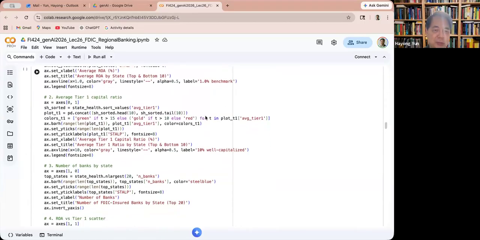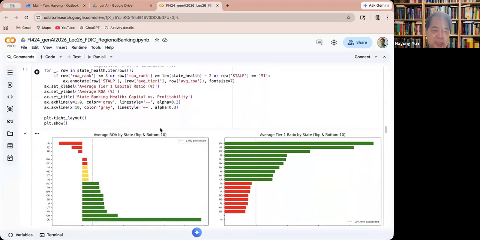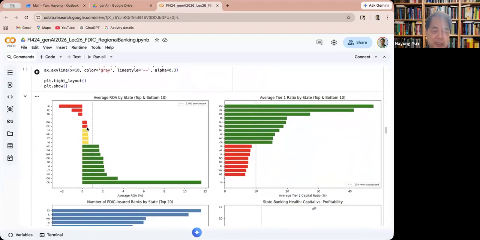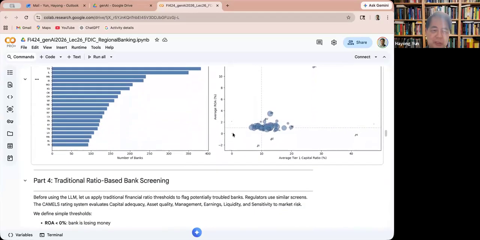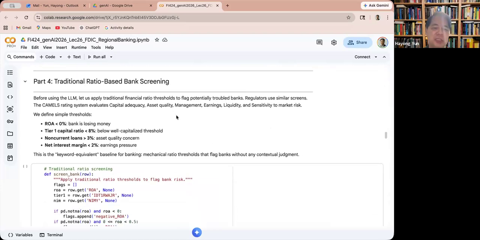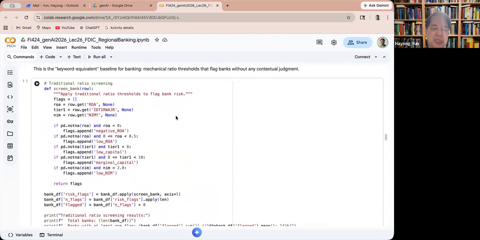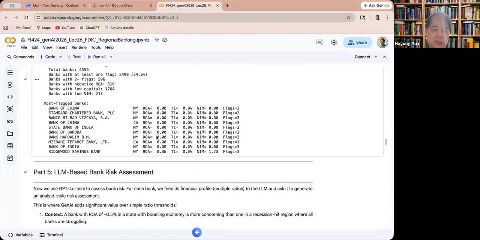Okay, so average tier one capital ratio, the number of banks by state, and average ROA in some of the banks. Okay, so you can quickly analyze it, and then the traditional ratio of bank screening would be just, we usually have sort of the ROA and look at these things and then do the screening.